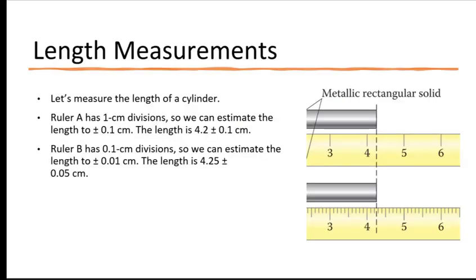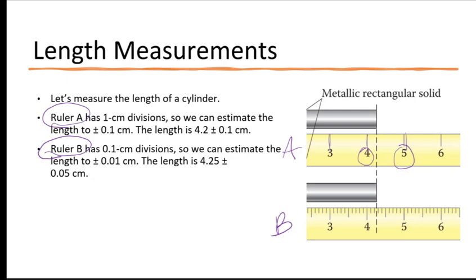Let's talk about length measurements. Let's say that I have a metallic solid rod. Ruler A versus ruler B. Let's look at the difference. We're saying this is A and this is B. Ruler A is by centimeters, whole centimeters. If I were to guess the length of this rod, I'm not going to say it's 4 centimeters. I'm not going to say it's 5 centimeters. But it's somewhere in between 4 and 5.